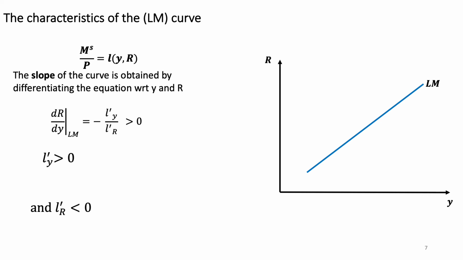First, mathematically. Here again, we can calculate the coefficient of the curve. We obtain this coefficient by differentiating LM with respect to r and y. We find that the coefficient depends on two things. First, L prime y, which is positive, because the demand for money increases with y. Indeed, when income increases, the demand for money for transaction purposes increases.